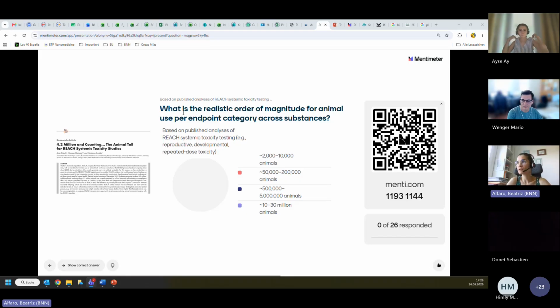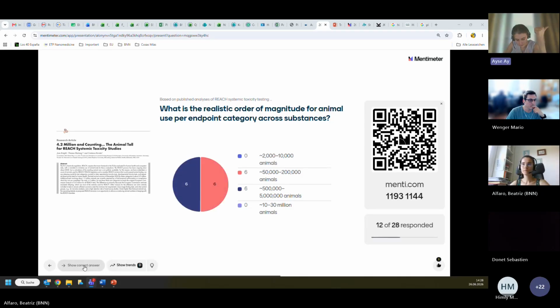Between 2,000 and 10,000 animals is option A. Between 50,000 and 200,000 animals, between 500 and 5 million animals, or between 10 and 30 million animals.